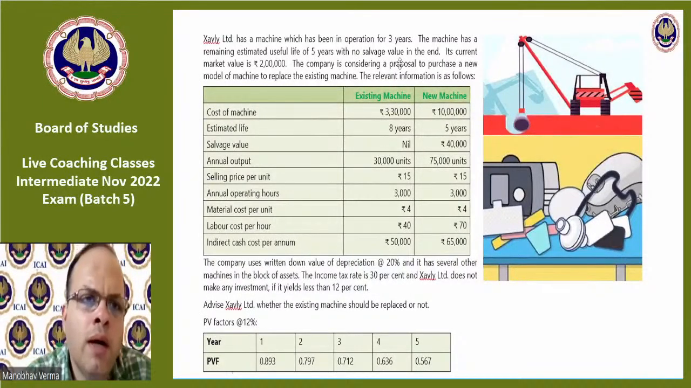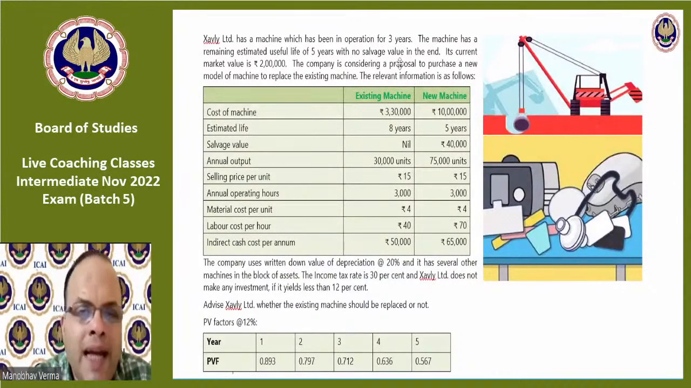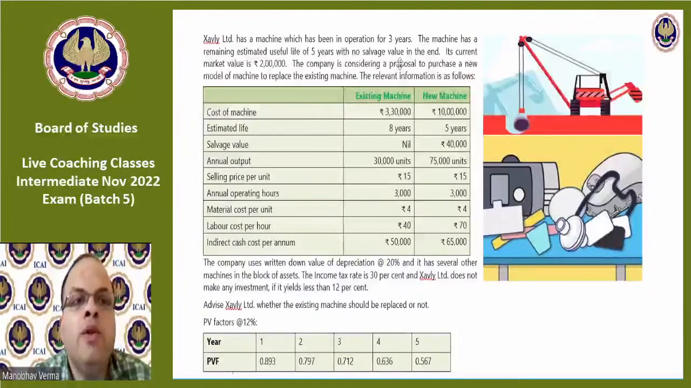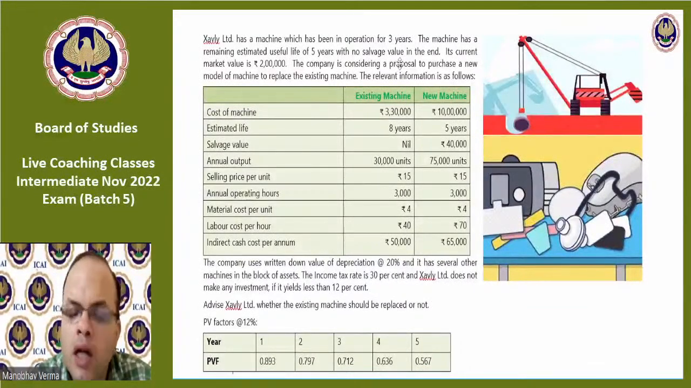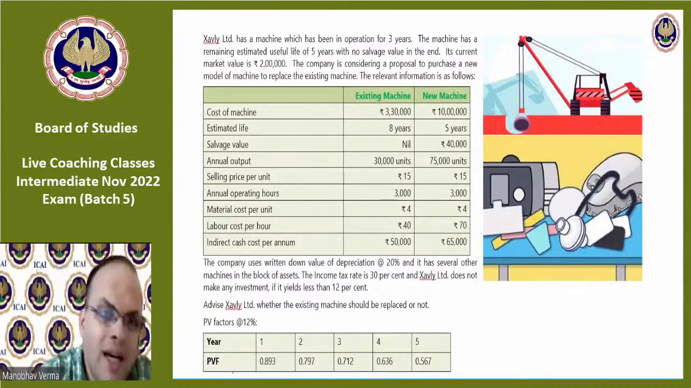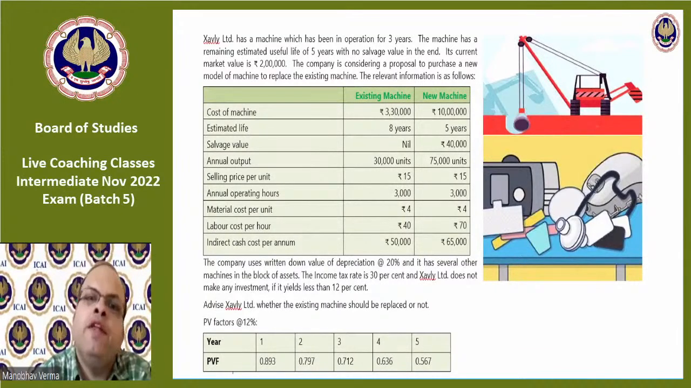So the company here has a machine which has been in operation for 3 years. The machine has a remaining estimated useful life of 5 years with no salvage value at its end. Its current market value is 2 lakhs. Company is considering a proposal to purchase a new model to replace the existing one, and they're giving the relevant information. Now, if you see the relevant information, there is information about the existing and the new machine. New machine, I'm more focusing on them. 10 lakhs, estimated life 5 years.